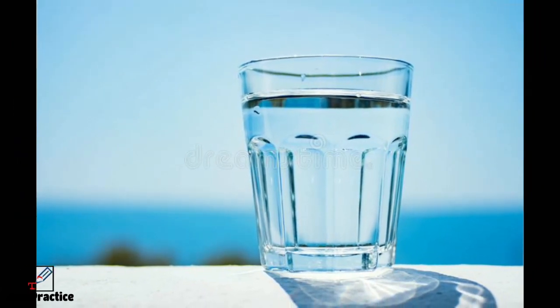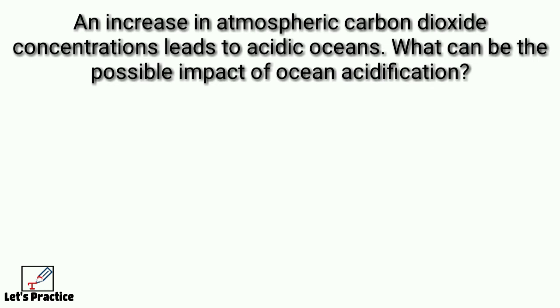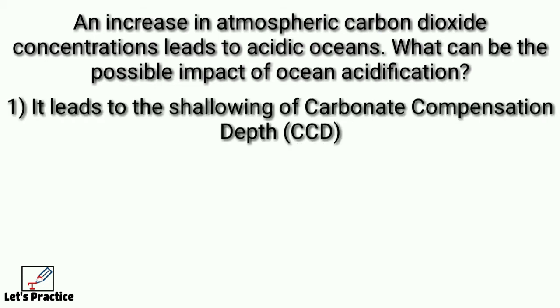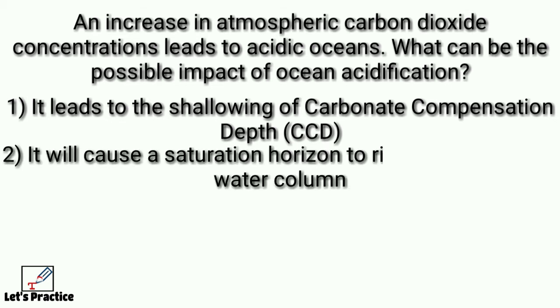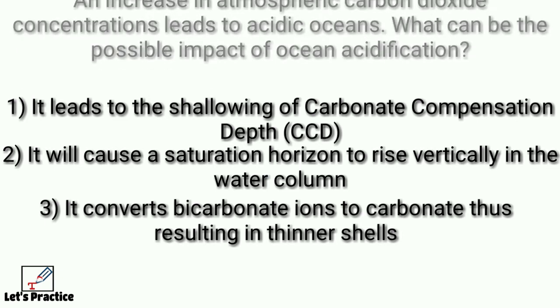Let's move on to the next question. An increase in atmospheric carbon dioxide concentrations leads to acidic oceans. What can be the possible impact of ocean acidification? 1. It leads to the shallowing of carbonate compensation depth (CCD). 2. It will cause a saturation horizon to rise vertically in the water column. 3. It converts bicarbonate ions to carbonate, thus resulting in thinner shells.